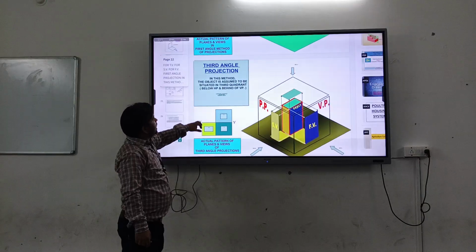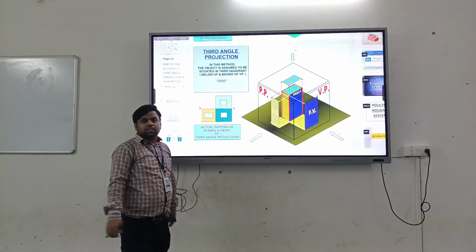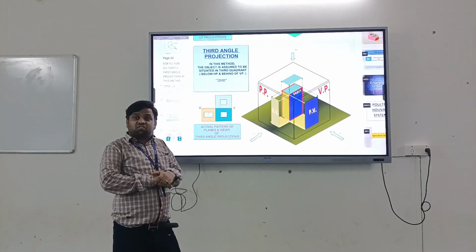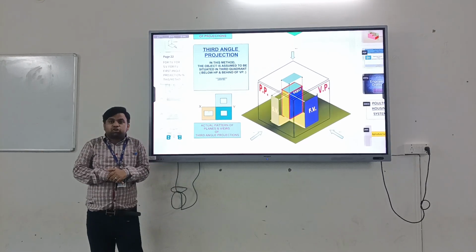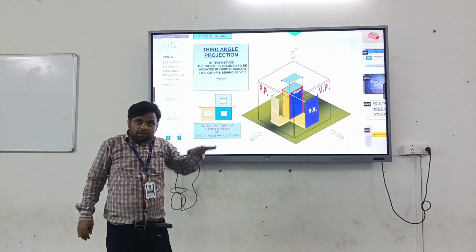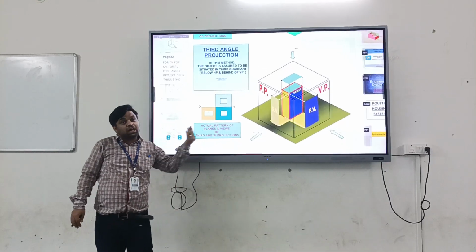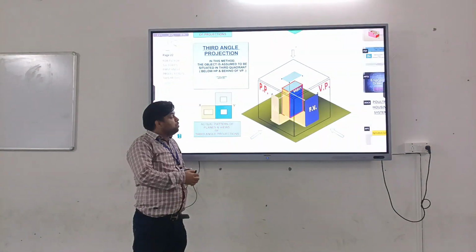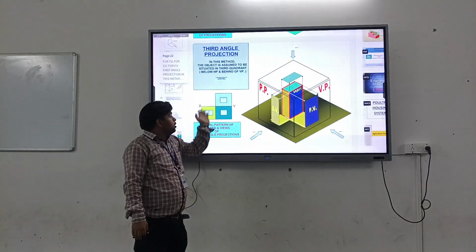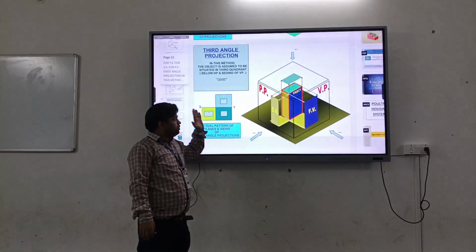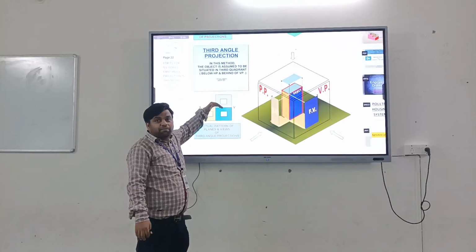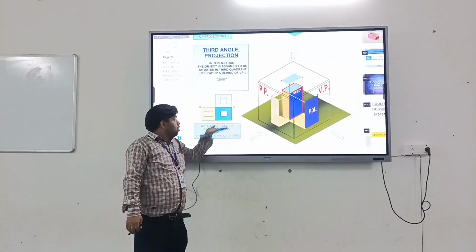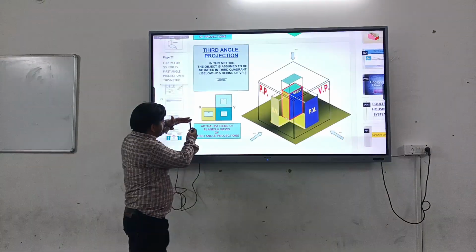Now this is the third angle projection method, meaning the object is situated in the third quadrant. In the third quadrant, what is the position of the object? It is below the horizontal plane and behind the vertical plane. So its top view will be above the XY line because the horizontal plane will be flipped 90 degrees. The top view will be above the XY line and the front view will be below the XY line.